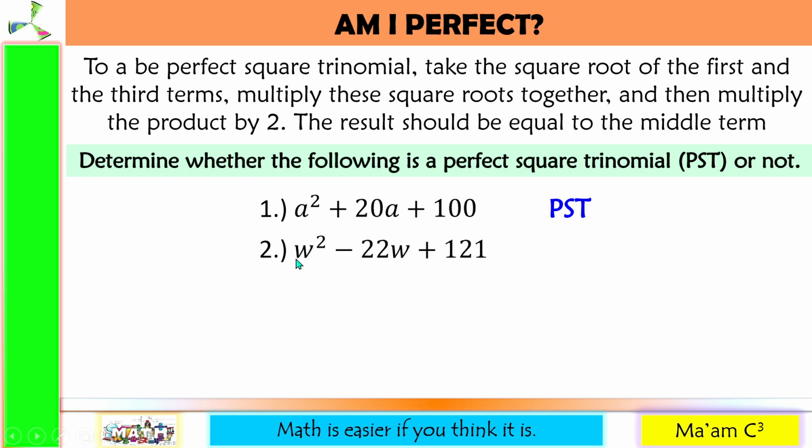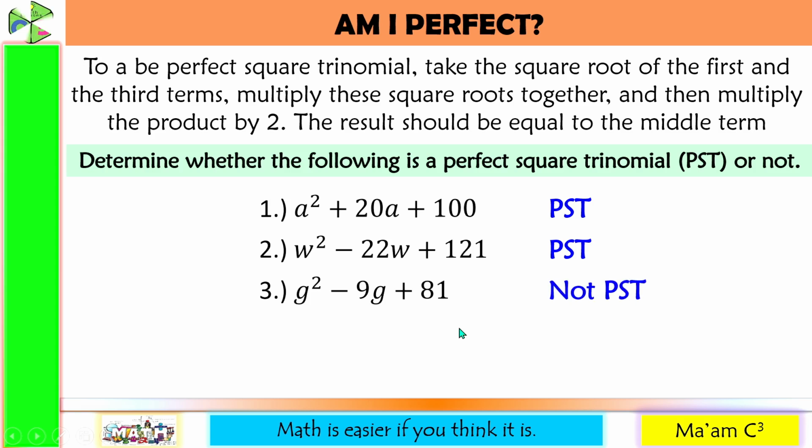Number 2, the square root of w squared is w. The square root of 121 is 11. Multiply them together will give us 11w, and multiplied by 2 will give us 22w. So this is a PST. Next one, the square root of g squared is g. The square root of 81 is 9. Multiplying them will give us 9g. Multiplied again by 2 is 18g, which is not the same as our middle term here. So this one is not a perfect square trinomial.